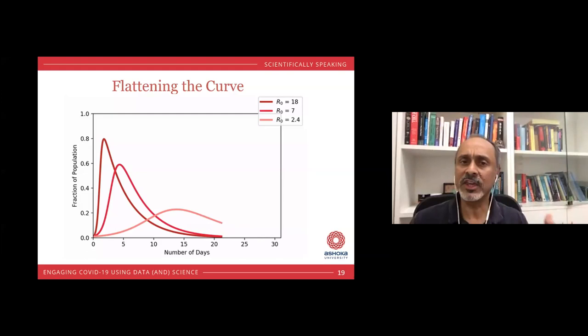We're always keeping the numbers down to levels that your public health systems and your hospitals and your doctors and your ICU can actually cope with. That's what is meant by flattening the curve. It's spreading out infected people so that it can be managed better.